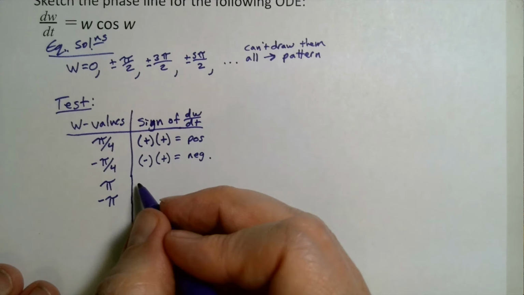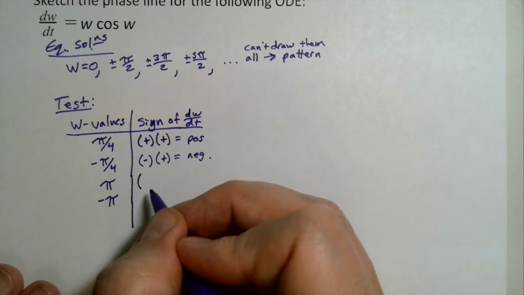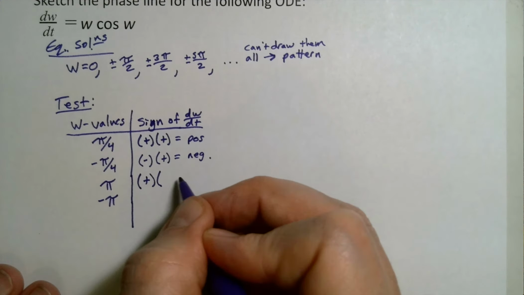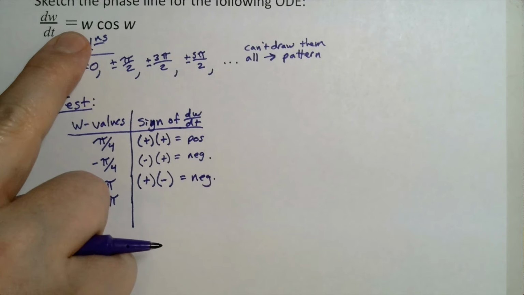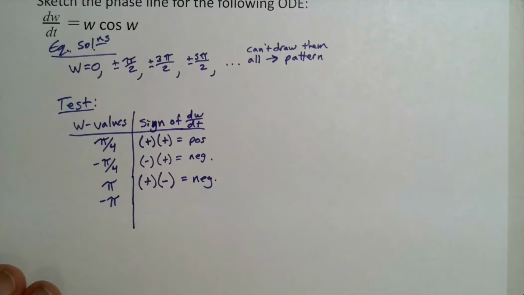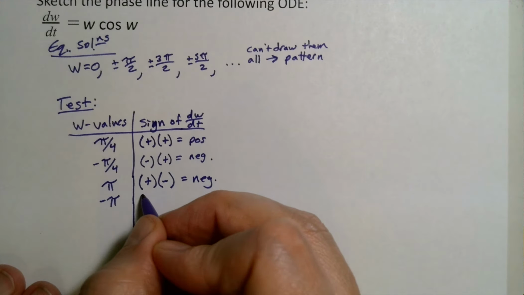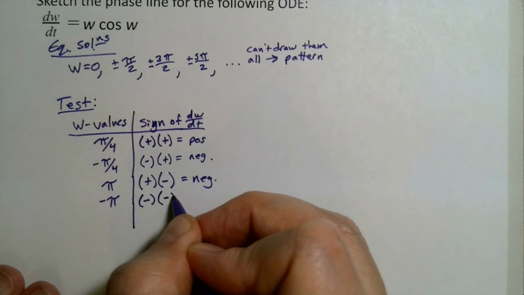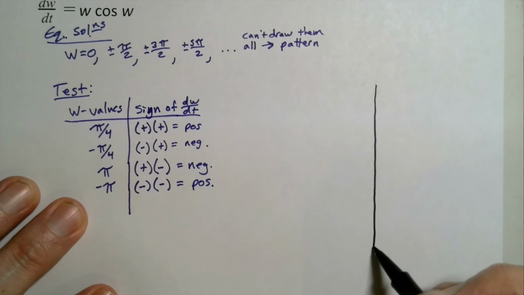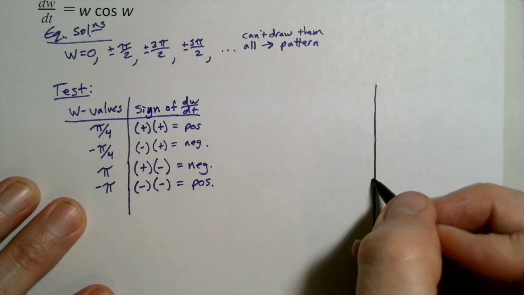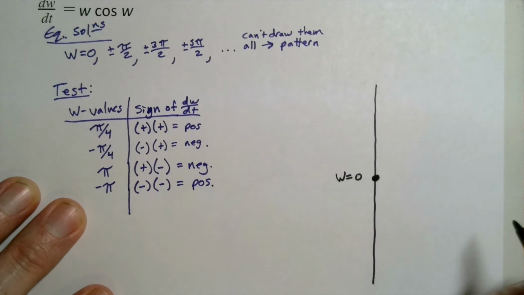And if we do the same thing for pi, then we wind up with positive times a negative, right? Positive pi times cosine of pi, which is negative 1. And so if we do this again for negative pi, we'll have a negative times a negative, which gives me a positive. So that'll get us started. We can do some more here in a second, but let's get started with the phase line and see what we can draw. So off to the side, we're going to draw a phase line, and smack dab in the middle, we'll go ahead and put our W equals 0.